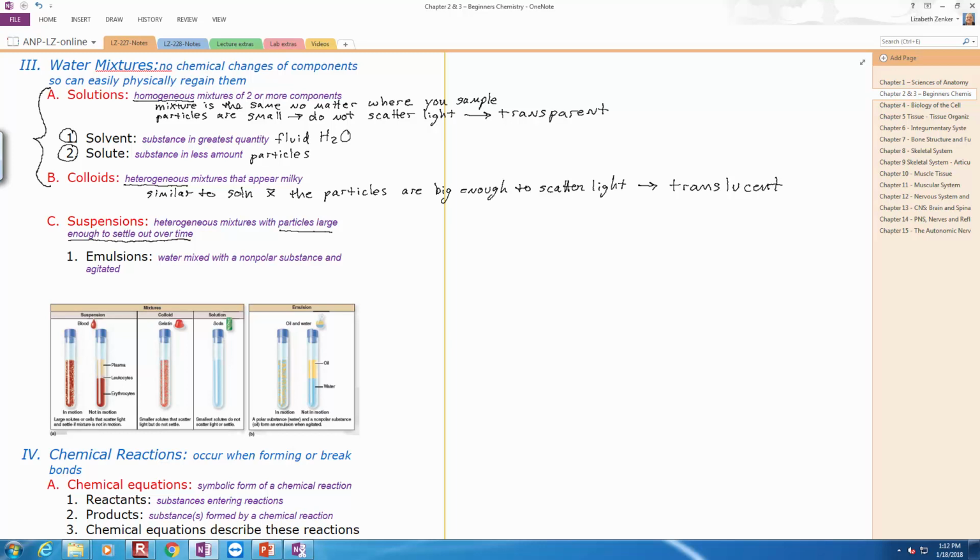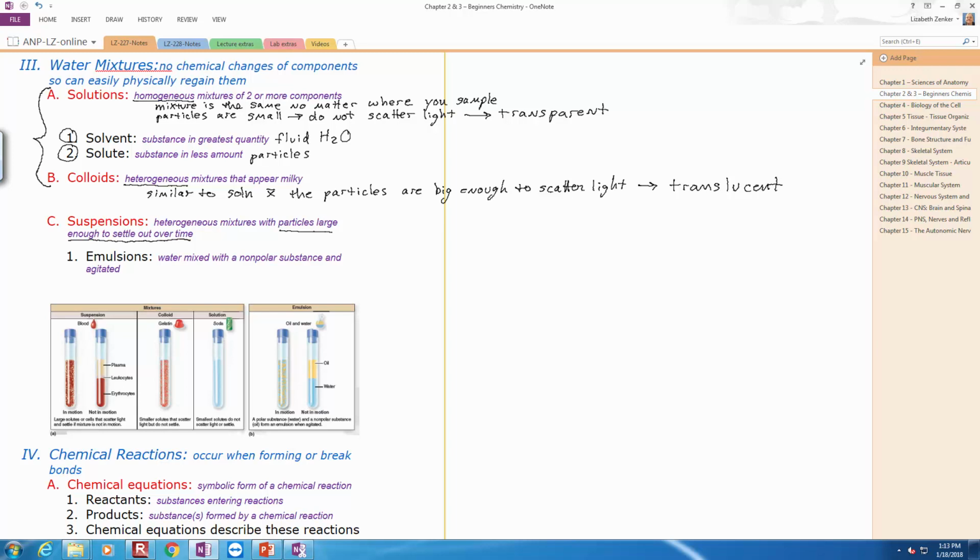So if we look at the term solutions, this is a homogeneous mixture of two or more components. So homogeneous, homo meaning the same. So you're saying it looks the same throughout. So it wouldn't matter where you took a sample of a beaker of this solution, it would look the same throughout. You couldn't see two different things in there, okay? So a mixture is the same no matter where you sample it.